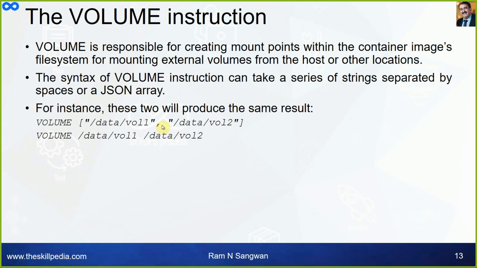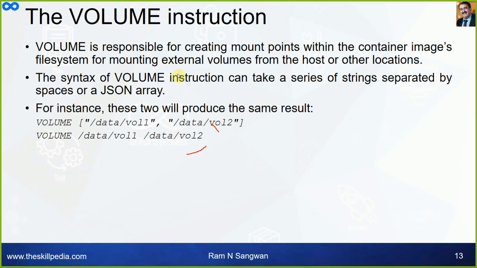Then the volume instruction. As I said, we can mount external volumes, bind mounts or volumes. So where these volumes or external storage will be available inside the image file system, you need to create some placeholders. Technically, we call them mount points. These mount points need to be declared in the image file system. So that can be done using the volume instruction.